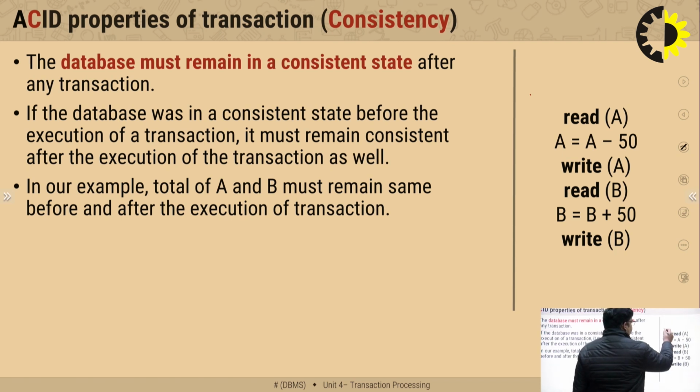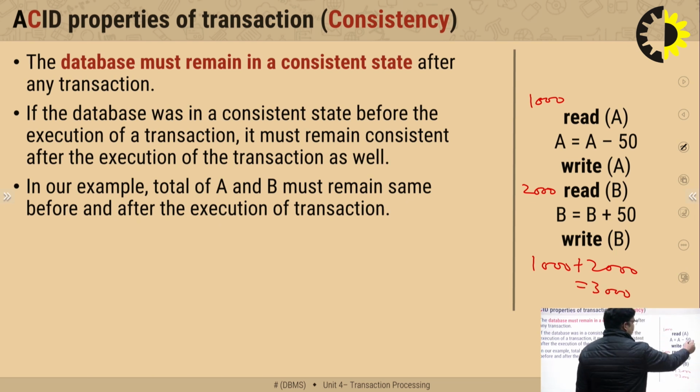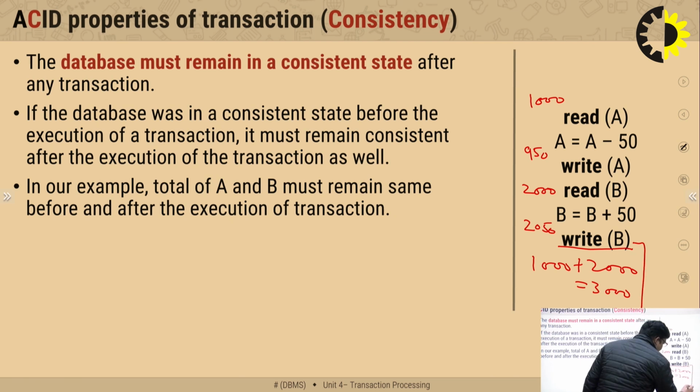Suppose initially A is 1000 and B is 2000. So the sum of A and B is 3000. Now after performing this operation, the value of A is 950 and B is 2050. So after the completion of the write B operation, what shall be the final value? That is 2050 of B and A is 950.